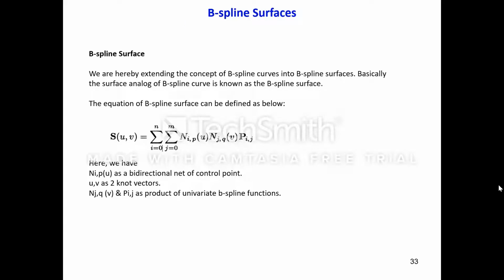Hi, this is Raisha and we'll talk about B-spline surface. A B-spline curve can be extended to two dimensions to create a B-spline surface. A B-spline surface is obtained by taking a bidirectional net of control points, two knot vectors, and the product of the univariate B-spline functions. As you see, this is the function for a B-spline surface where P_ij are the control points.